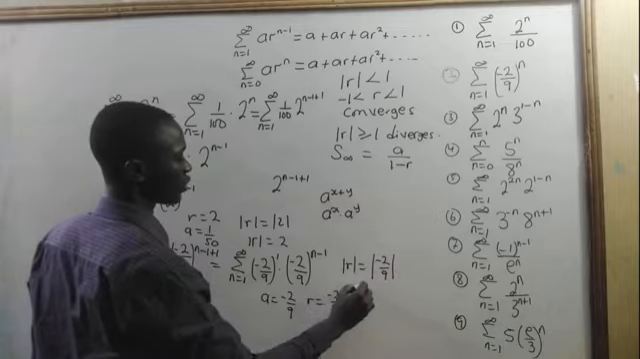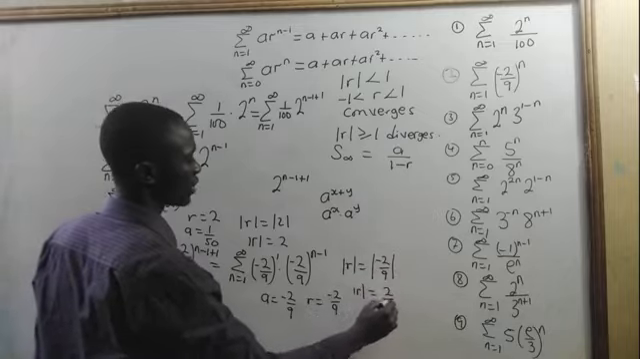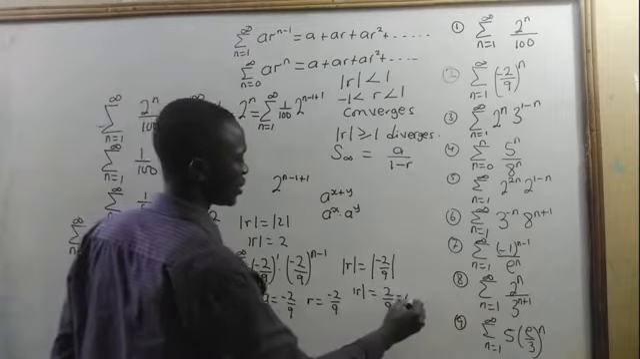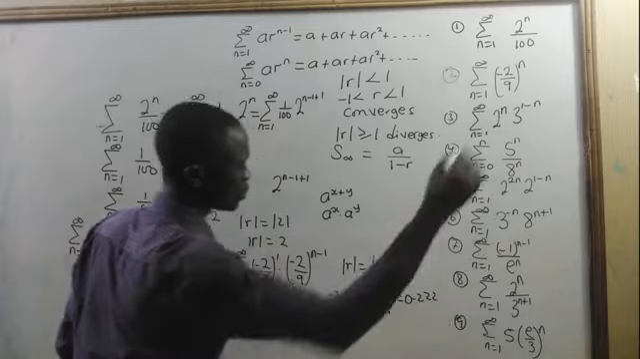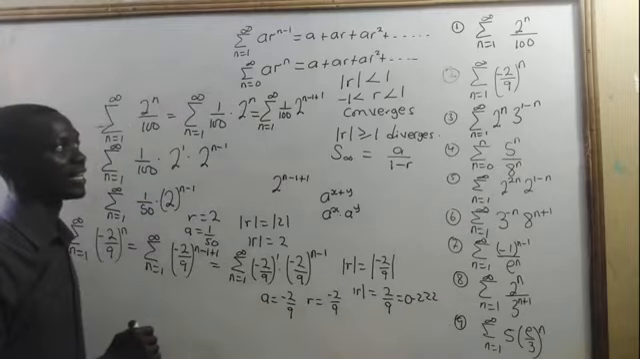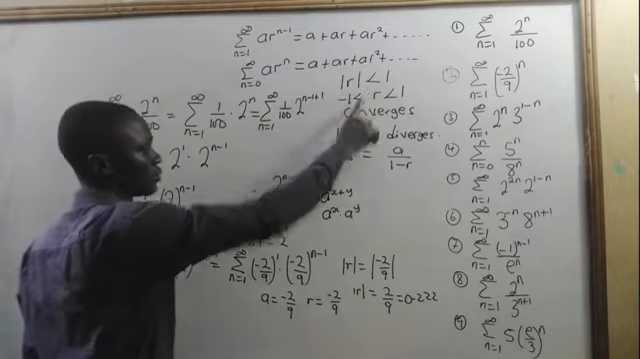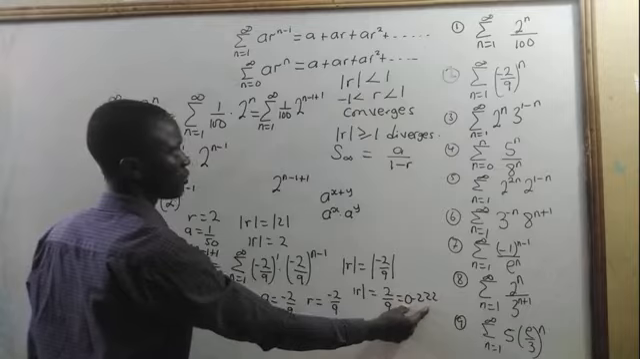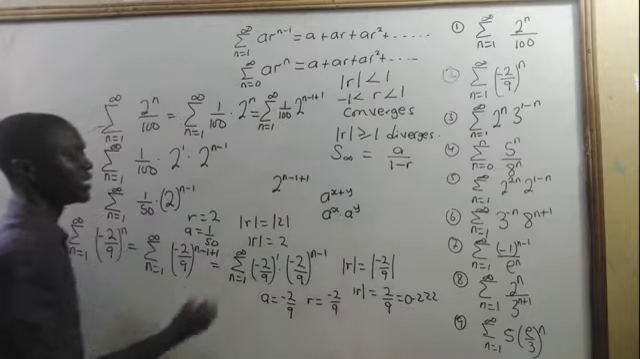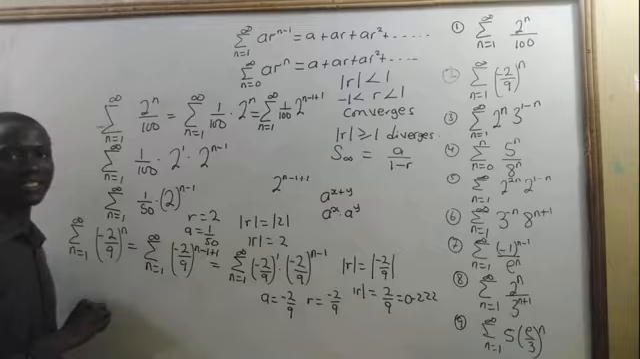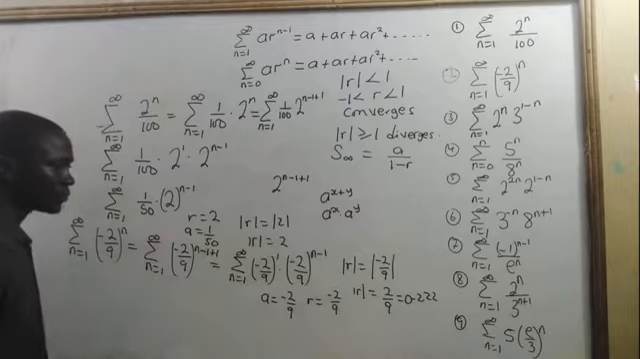So here the absolute value of r is equal to 2 divided by 9. If we divide 2 by 9, we are going to get 0.22222, which is less than 1. The absolute value of r is less than 1. So this value is less than 1. Hence, the series converges. And if it converges, let us find the sum of the series.